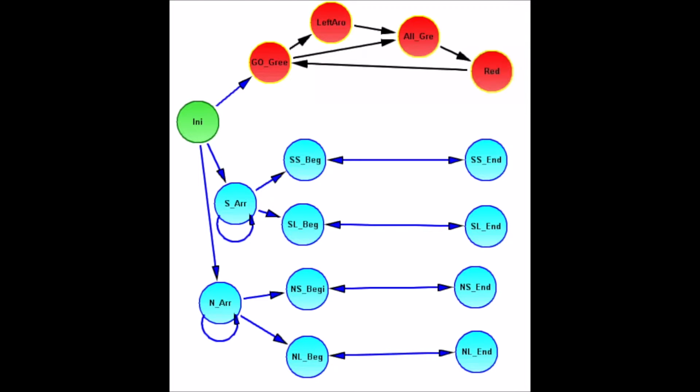If you move down to the bottom half of the model, this is the queues. Looking just at the bottom 2 rows, we have the N arrival, NS begin, NS end, NL begin, and NL end. Those nodes simulate the north side of the intersection, and it's split into the 2 lanes: the straight lane, where they can go either straight or turn right, and the left turn lane, which is handled slightly differently.